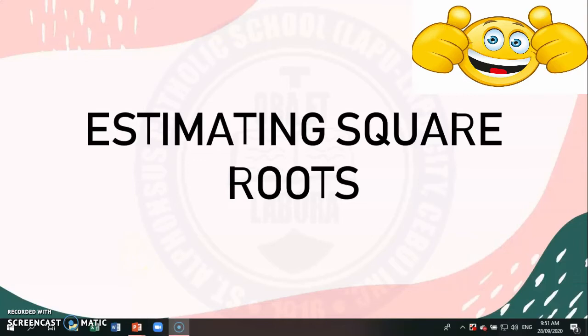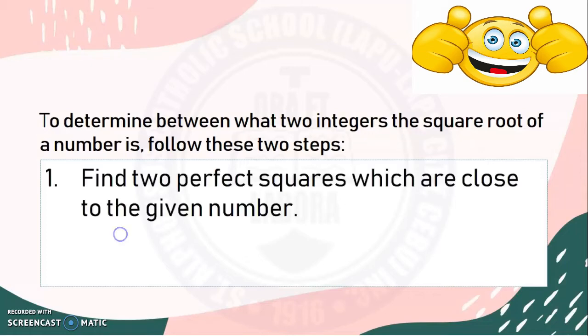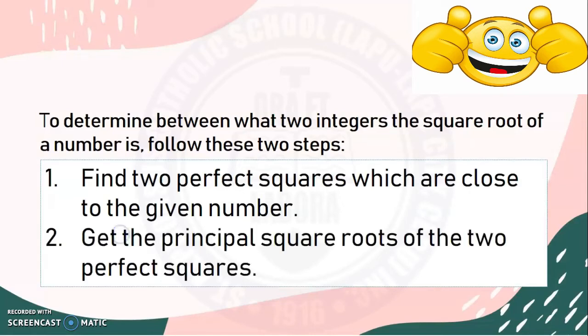Hello math learners! In this video, we are going to learn how to estimate the square roots of non-perfect square numbers. Now, to estimate the square root of a non-perfect square number, we need to determine between what two integers the square root of a number is. And these are the steps to follow. Number 1, find two perfect squares which are close to the given number. Number 2, get the principal square roots of the two perfect squares.